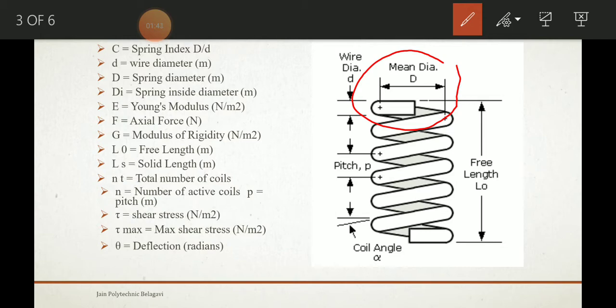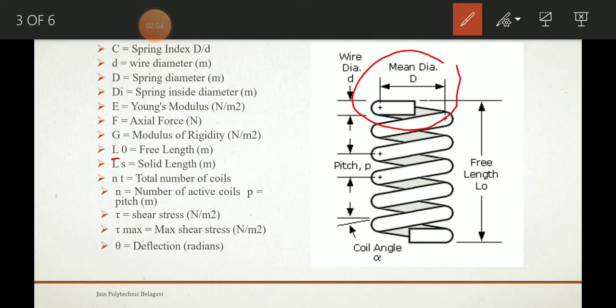L naught indicates the free length. What do you mean by free length? The length of the spring in the uncompressed form is called the free length. Next one, Ls, that indicates the solid length. That means this is the length of the spring in the compressed form.